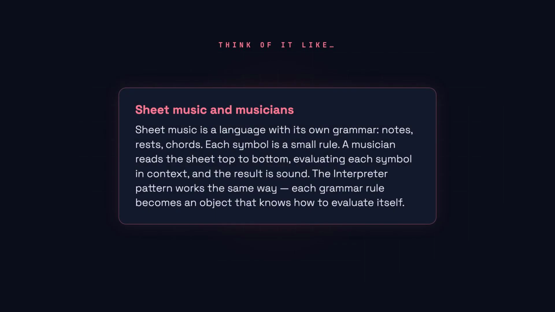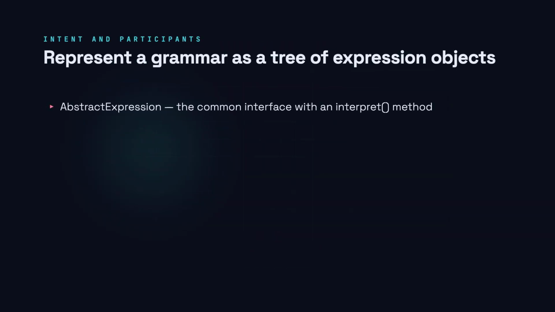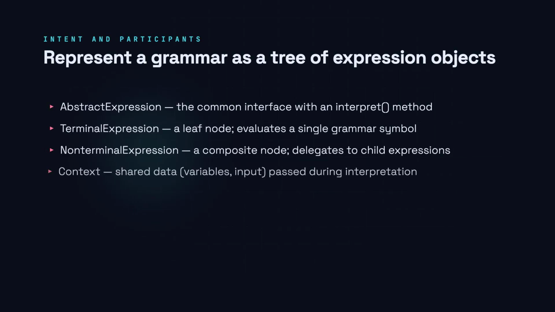Think of sheet music. A composer writes structured symbols, notes, rests, dynamics, each with a precise meaning. A musician does not relearn how to read music for every new piece. They apply the same rules recursively. The interpreter pattern borrows exactly this idea. Define a set of rules once as classes, then build an expression tree from those classes, and let each node evaluate itself. The interpreter pattern says, for each rule in your grammar, create a class.